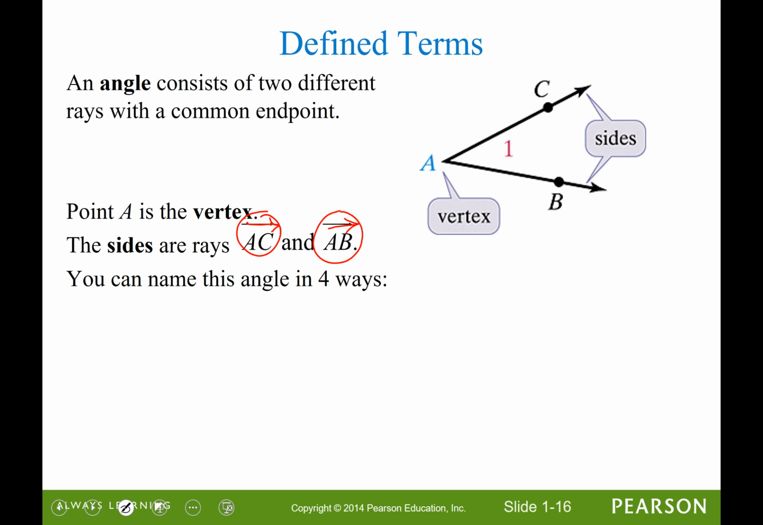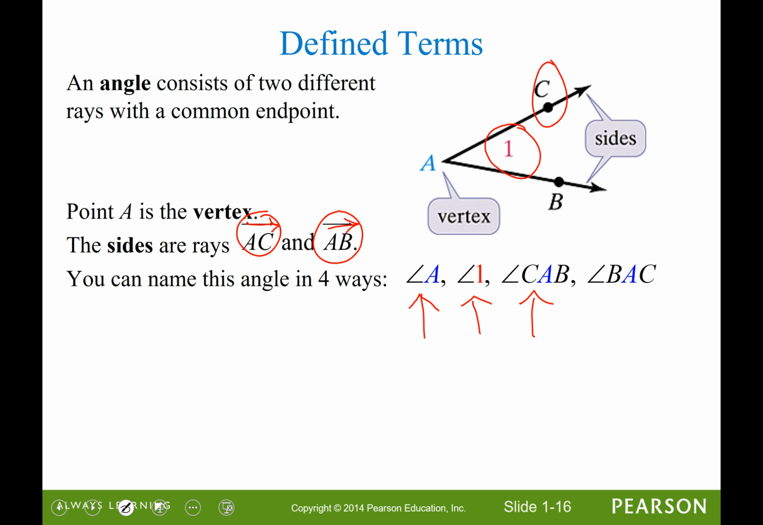You can name this particular angle in 4 different ways. You can call it angle A, like you see there, capital A, using the vertex. You can name it angle 1. That is because this 1 right here is just like a label. It has nothing to do with measure or a point on the angle. It's just a label, like a label on your shirt. This is number 1.